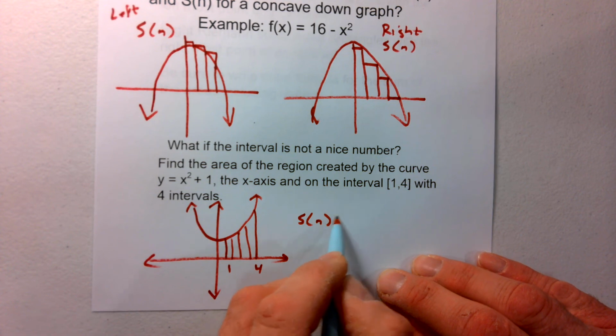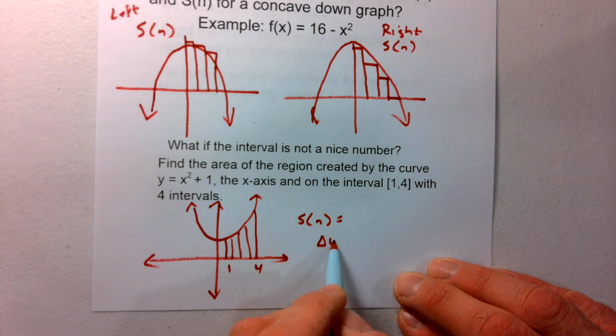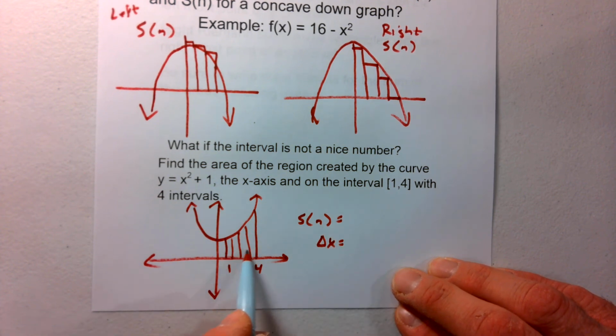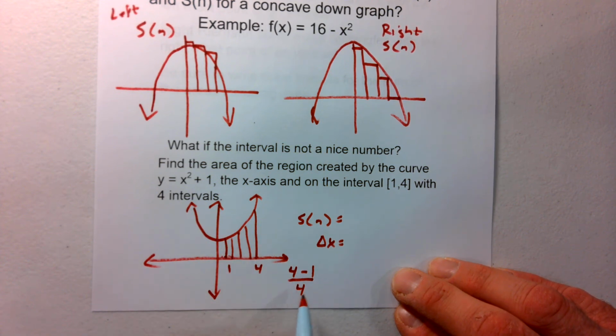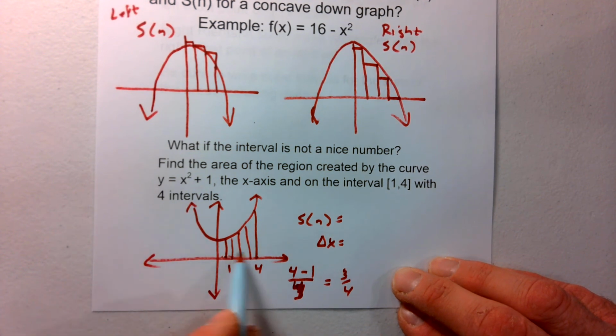If I look at little s of n, now my delta x is going to change. Delta x in this case is going to be what? Well, how do I figure out what this interval is going to be? I'm going from 1 to 4, so 4 minus 1 gives me the total distance. I'm going to cut it into 4 equal parts, so I have 3/4. So I'm taking my upper bound minus my lower bound divided by 4. Sorry, I did 4 units. I was thinking 0 minus 4. But anyway, we have our upper bound minus our lower bound divided by the number of subintervals we have.